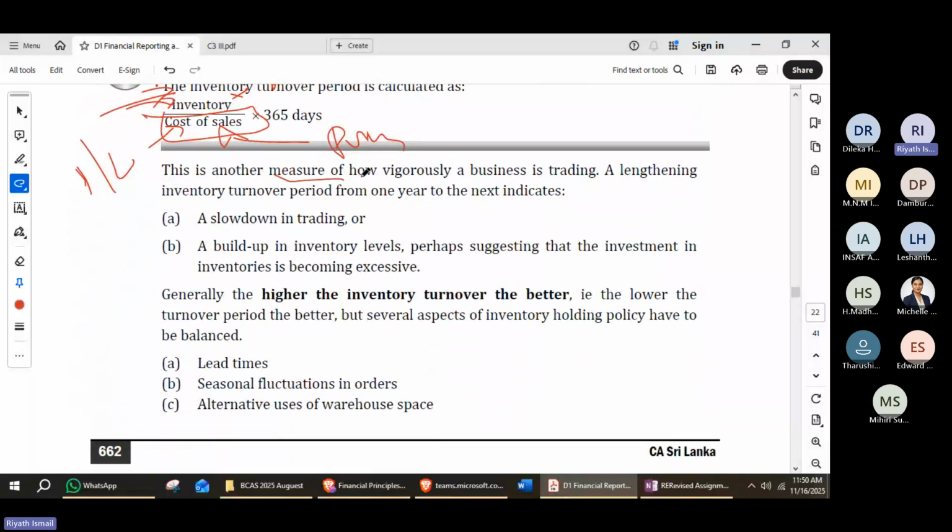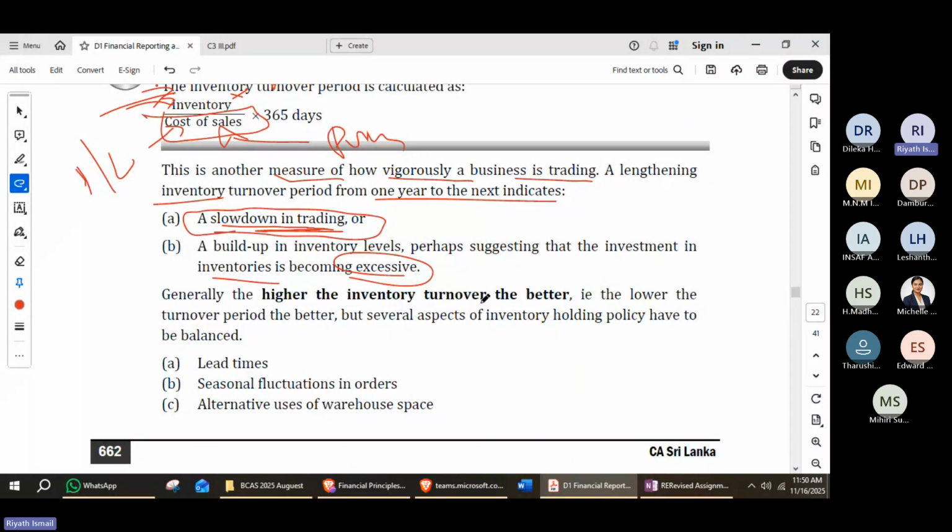This is another measure of how vigorously a business is trading. A lengthening inventory turnover period from one year to the next indicates a slowdown of trading, and gives us information on whether the inventory is moving very slowly. A build-up in inventory level perhaps suggests that investment in inventories has become excessive. A long period means slow-moving inventory, plus the company has dumped their money in the inventories.